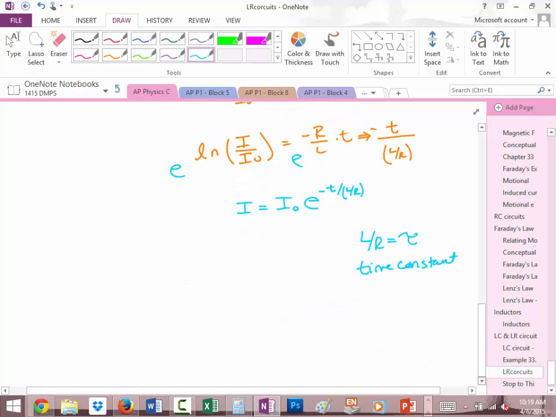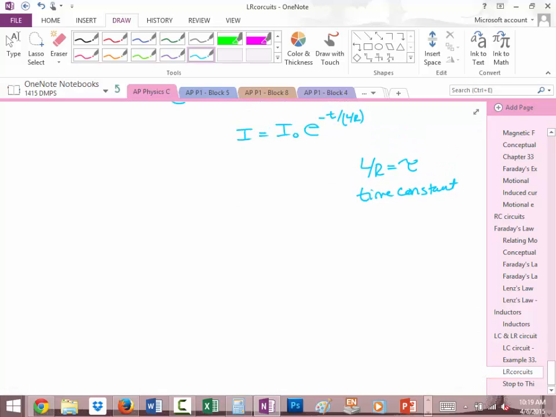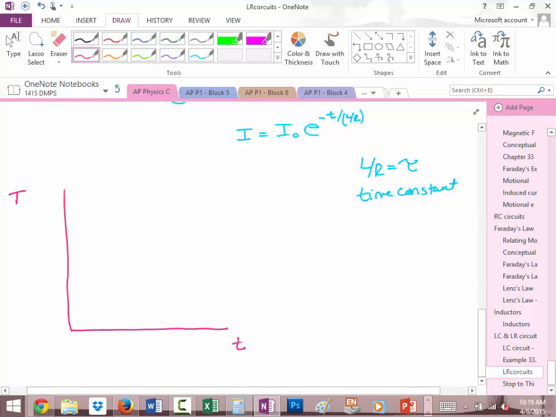And if we graph it, because we like to graph things, you put time over here and you put current over here. What's it going to look like? Exponential down, right? So you're going to start off at some I naught. After some time, let's call it tau, or we could look at 2 tau, or we could look at 3 tau.